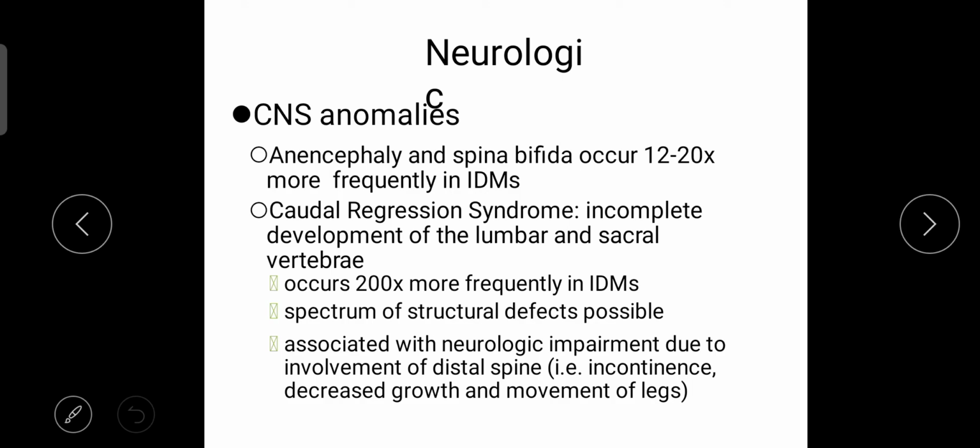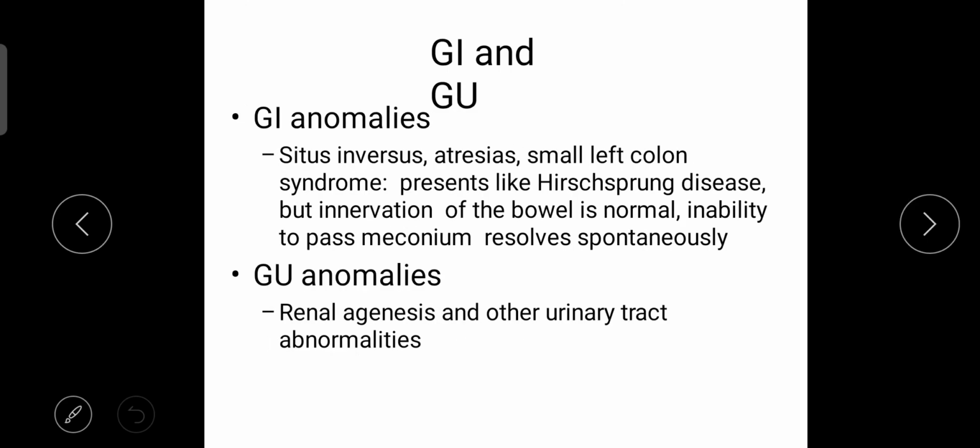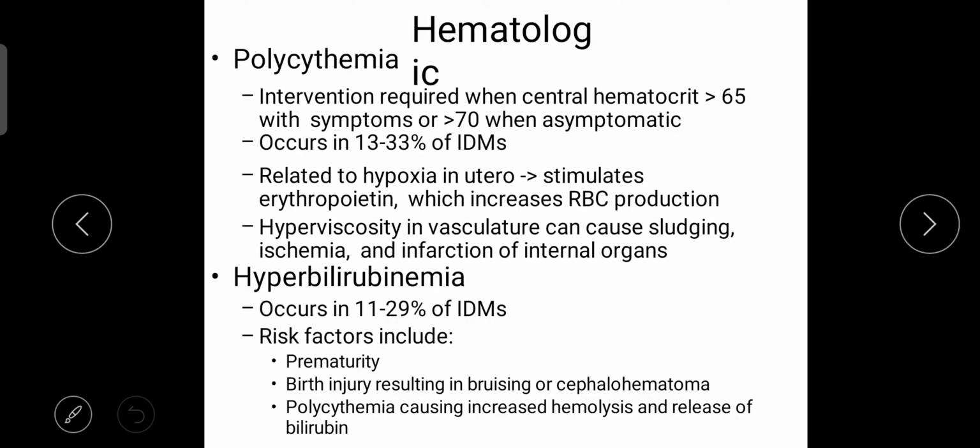Next, in the neurological system, what symptoms can you see? Anencephaly and spina bifida occur 10 to 20% more frequently, and caudal regression syndrome. These are the findings you can see in the neurological system. Next, in GI anomalies, there are many congenital malformations you can notice, and you can also see renal agenesis and other urinary tract abnormalities. In hematological, you can notice polycythemia or hyperbilirubinemia.